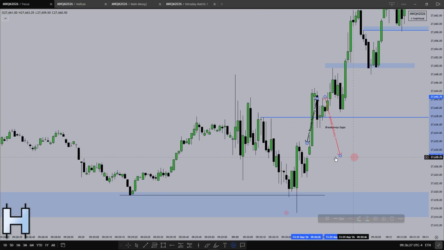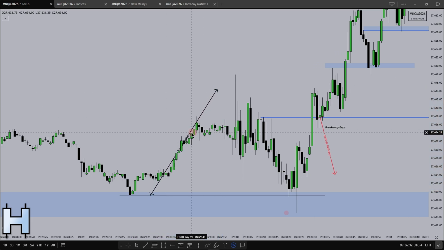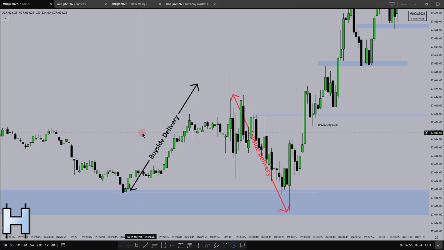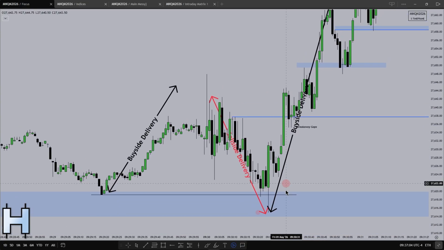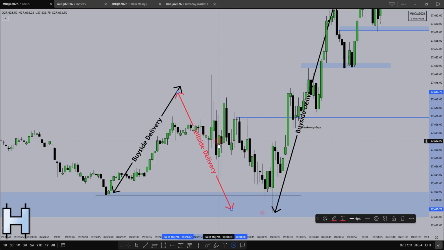So for example here, right, you have original buy side delivery where price is offered higher. Then you get sell side delivery through that range, so that's offering lower prices. From that high to that low, it's offering lower. And through this range, from that low to that high, or even through this range, that's offering buy side delivery, right? And that could be fractalized to whatever measure, where you can use the bodies: buy side delivery, sell side delivery, buy side delivery, sell side delivery, and so on.